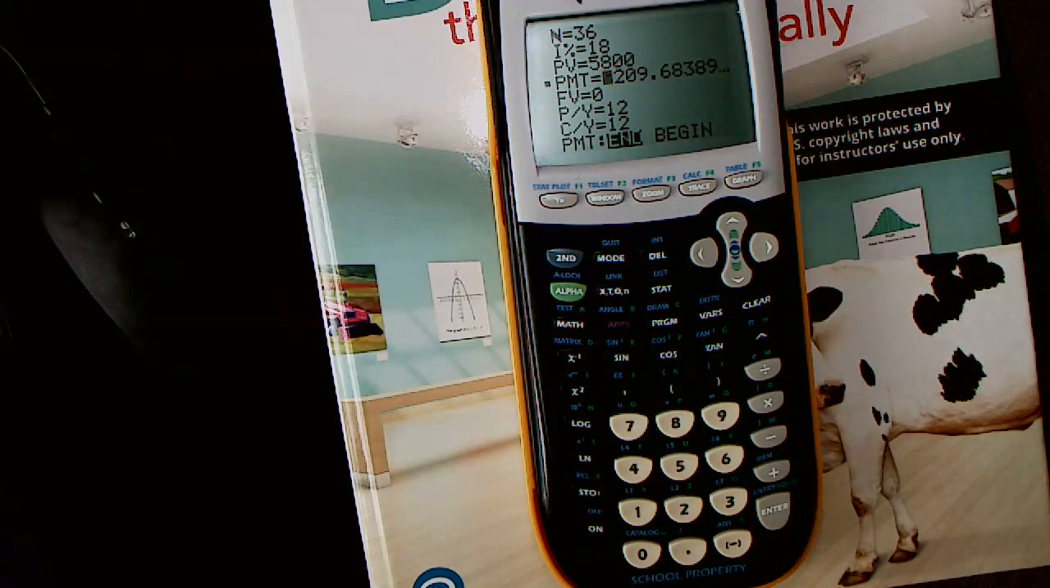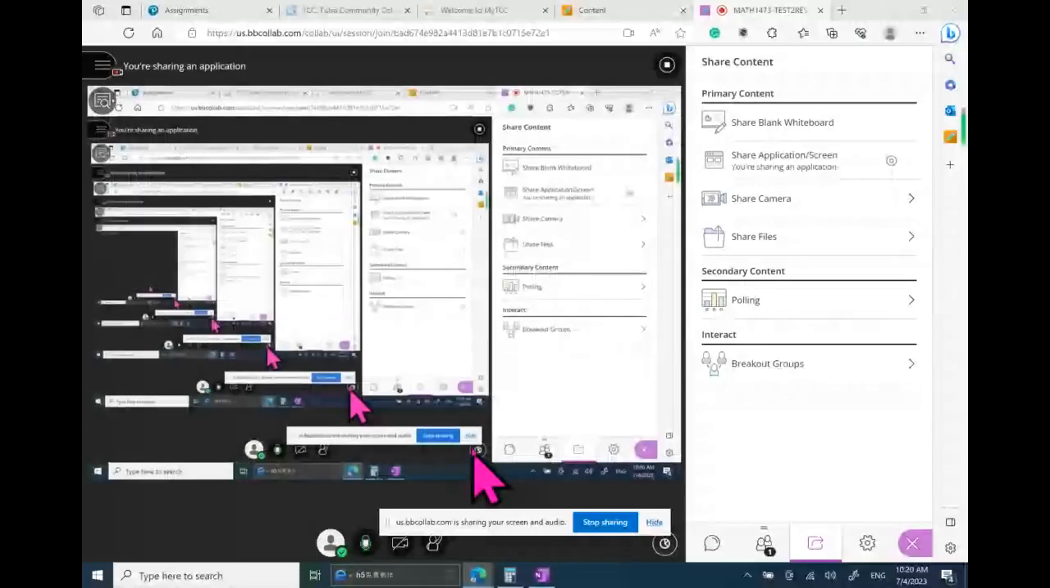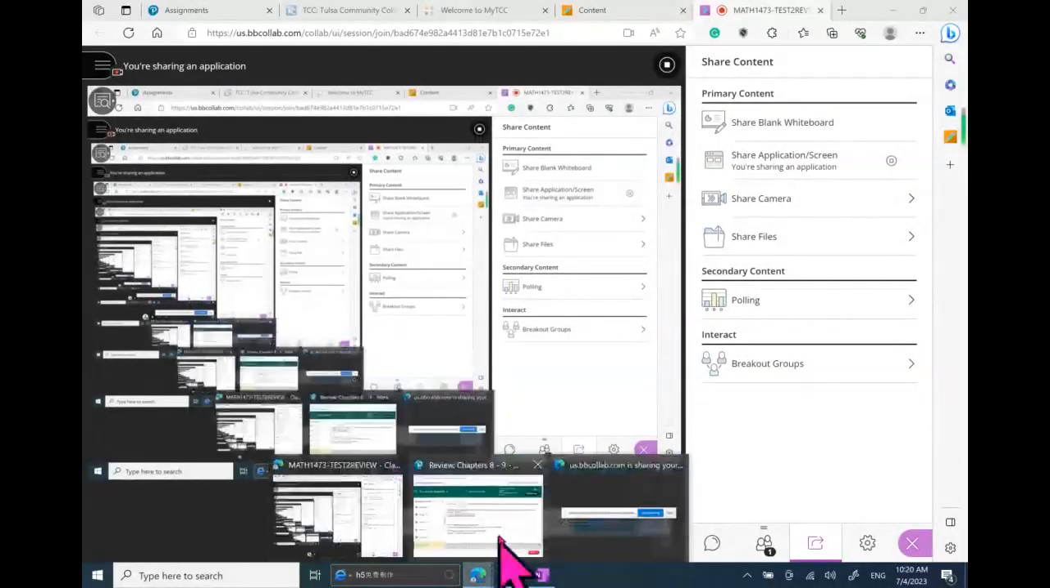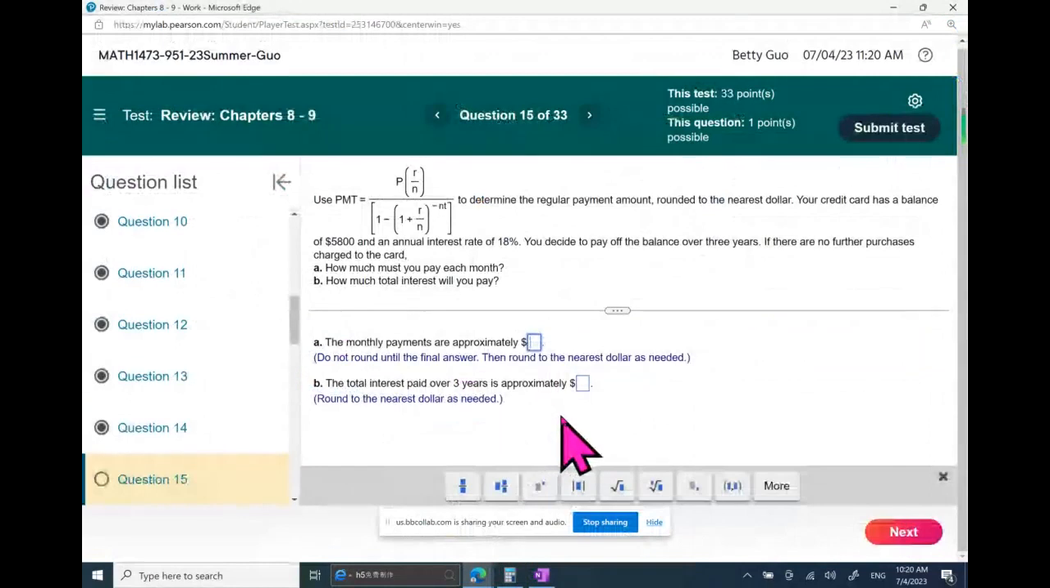Yeah, let's go back. Monthly payments, round to the nearest dollar. Okay, round to the nearest dollar. What is my answer? 210. 210 would be the rounding.